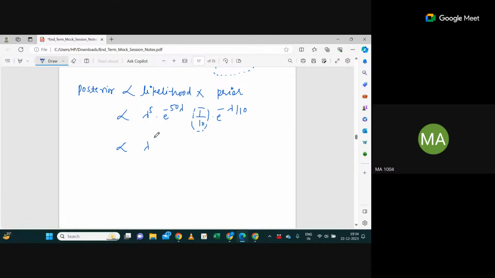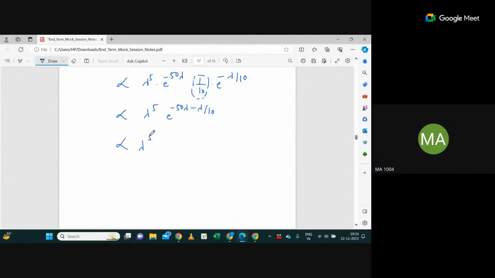Now we will have lambda raised to the power 5 e raised to the power minus 50 lambda minus lambda by 10. Can I do that or not? So I can take e raised to the power minus lambda common. It will be 50 plus 1 by 10. So far so good. Any doubt?